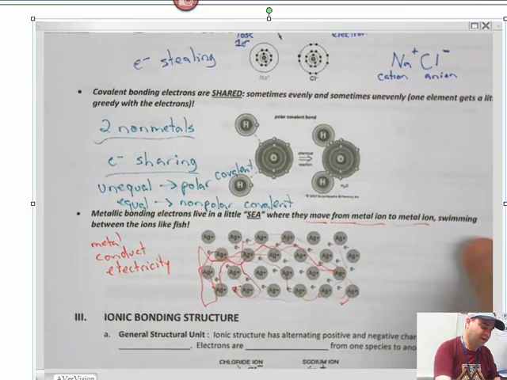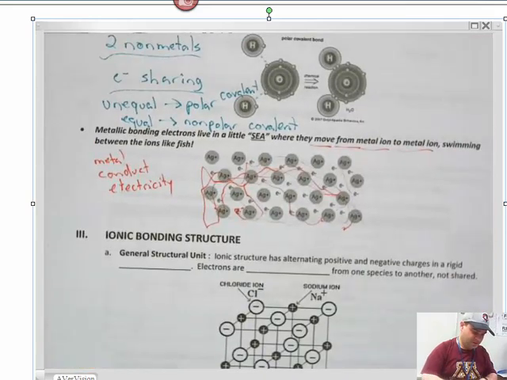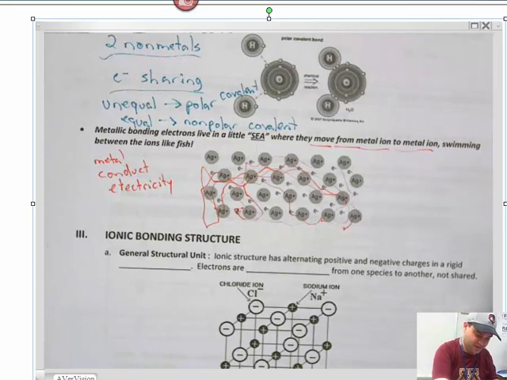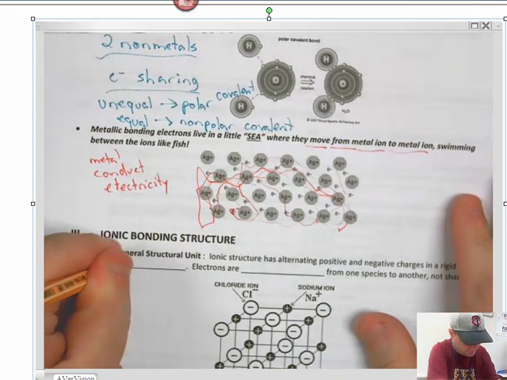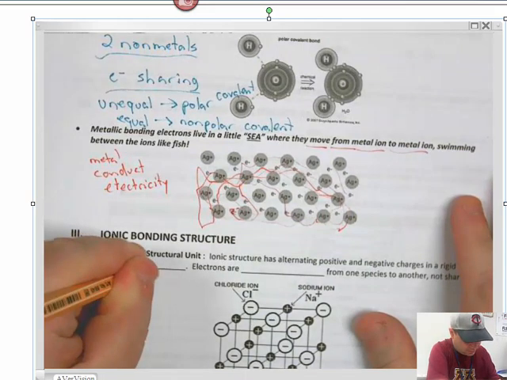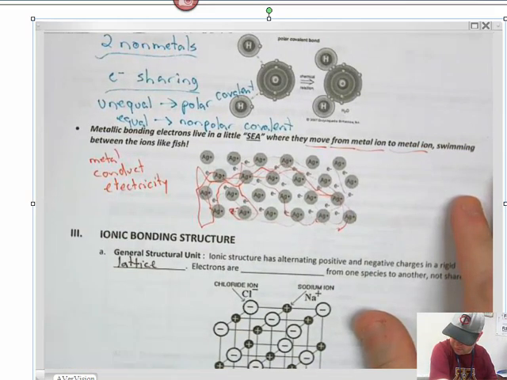So we're going to go over ionic bonding first here. Ionic structures have alternating positive and negative charges in a rigid lattice, in a rigid crystal structure. It's a rigid solid.